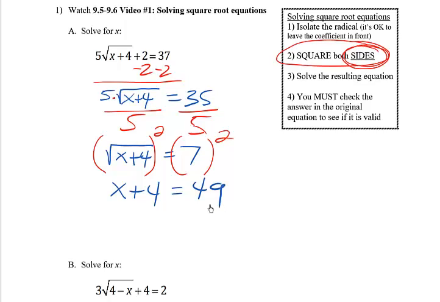All right, step 3 is do your algebra to finish off isolating the x, solve the resulting equation. Obviously, in this case, that's very easy. Just subtract 4. And I end up with x equals 45. And I would love to put a box around that and move on, but I can't because of step 4 over here. Step 4 says you must check the answer in the original equation to see if it's valid.